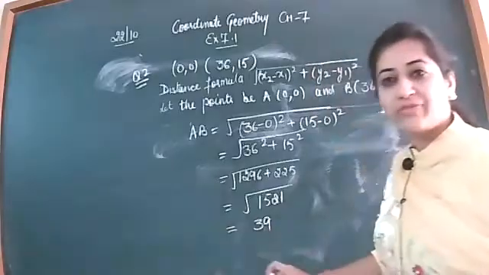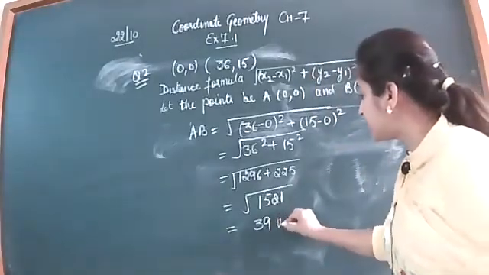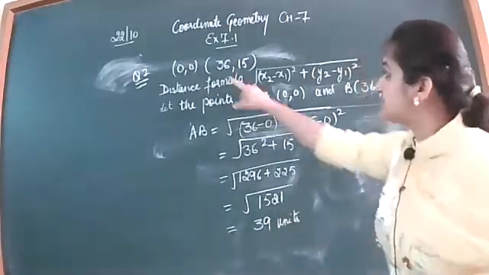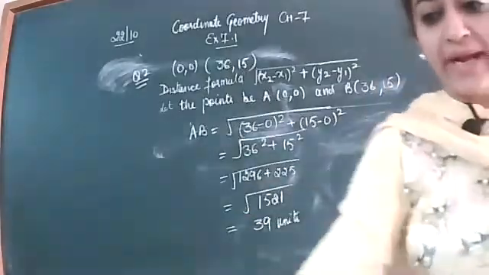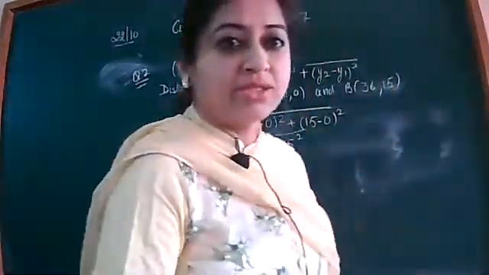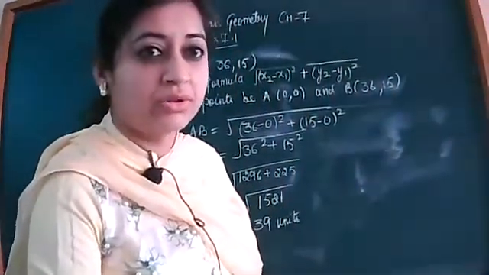Again, the unit is not given, so you will write here 39 units will be the distance between the points A and B. Is it okay, beta? Any doubt?